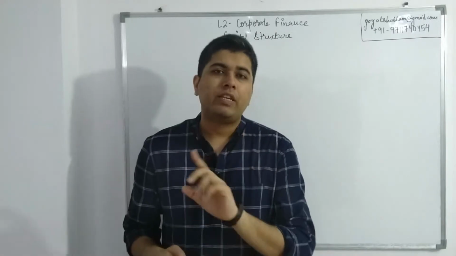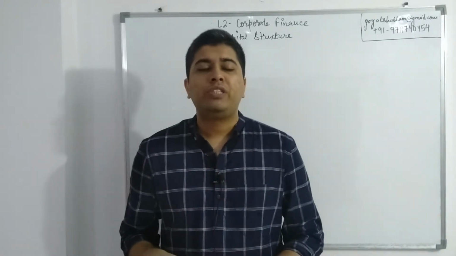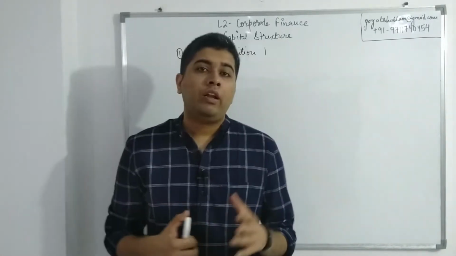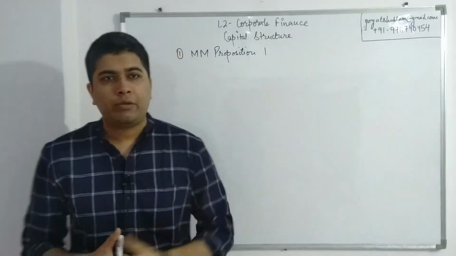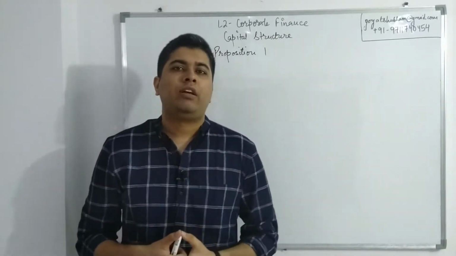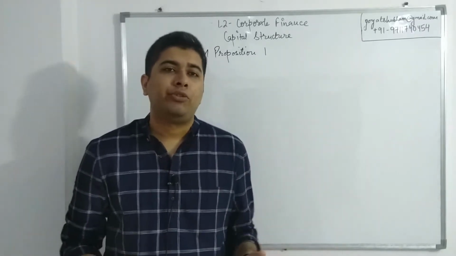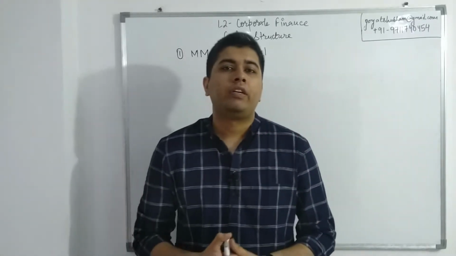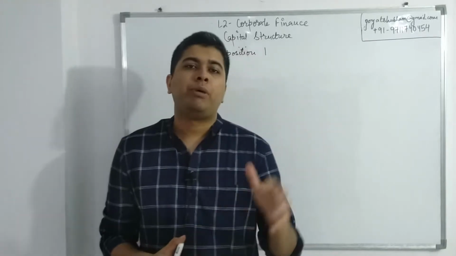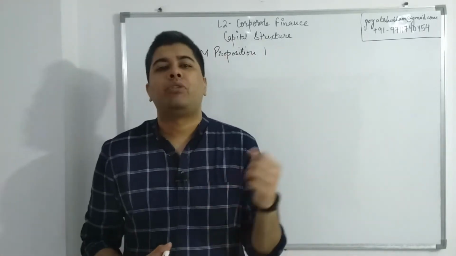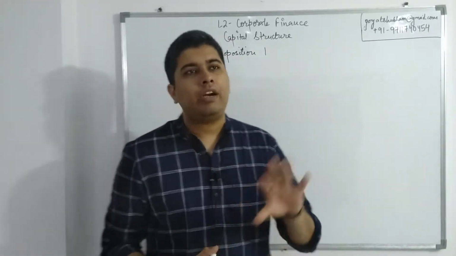So let's start with the first one, which is the proposition. Now, here is the same thing that we covered in the previous readings as well, Modigliani and Miller. So they gave this entire theory. We have two theories on the proposition. One is proposition 1, and then there is proposition 2. So we'll be starting with the first one.